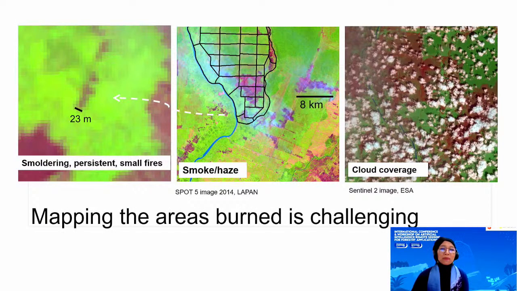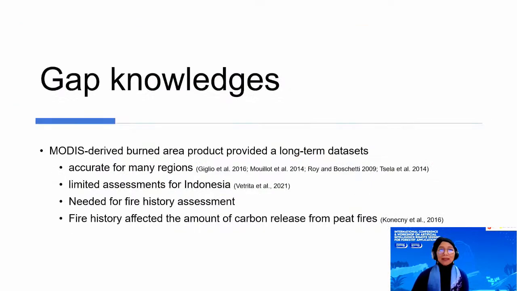When drained peat burns, it causes smoldering, persistent small fires, heavy smoke and haze. But persistent cloud cover is also the most difficult issue for mapping the areas burned in Indonesian peatland, specifically using a satellite-based approach. Next slide, please.